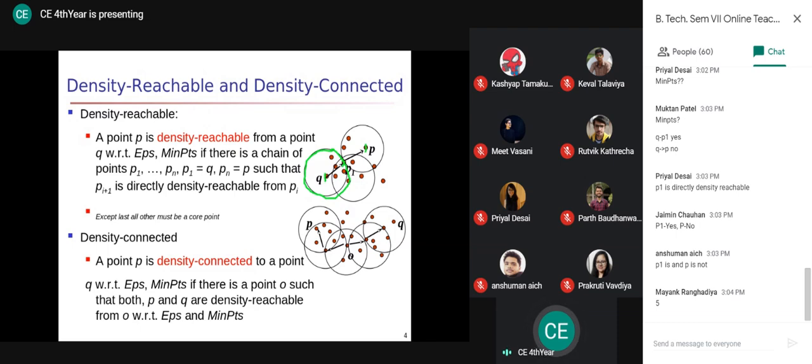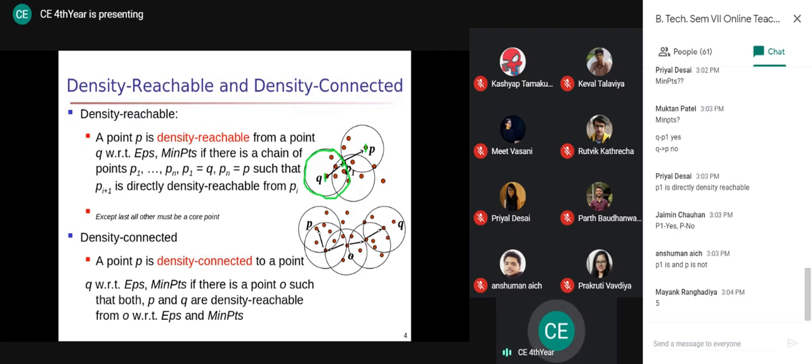Q is a core point, so there is no need to think anything more. Now check the boundary. Within the boundary, if P1 is there, done. If P is there, done. But if you observe, P1 is within the boundary, but P is outside the boundary. Fine. So as P1 is within the boundary and Q is a core point, as these two conditions are satisfied, we can say P1 is directly density reachable from Q.